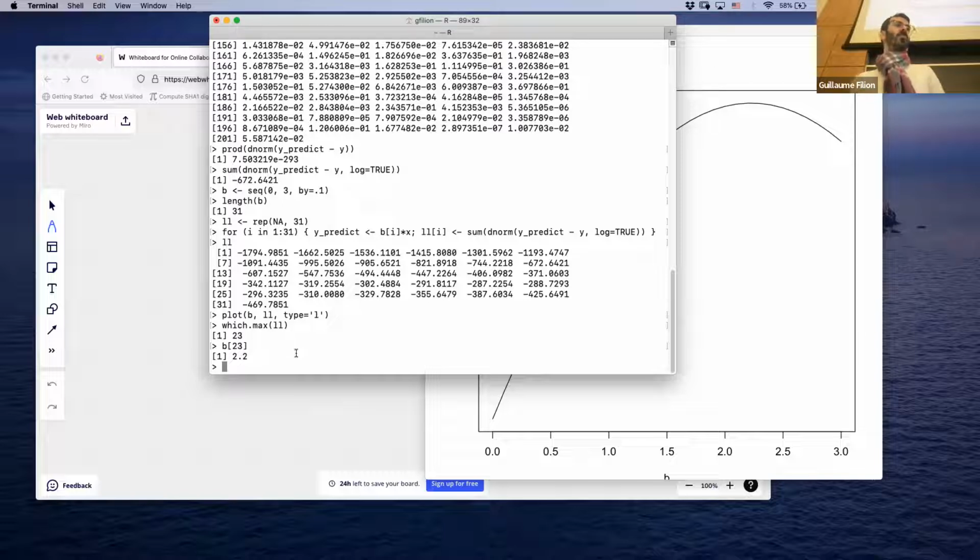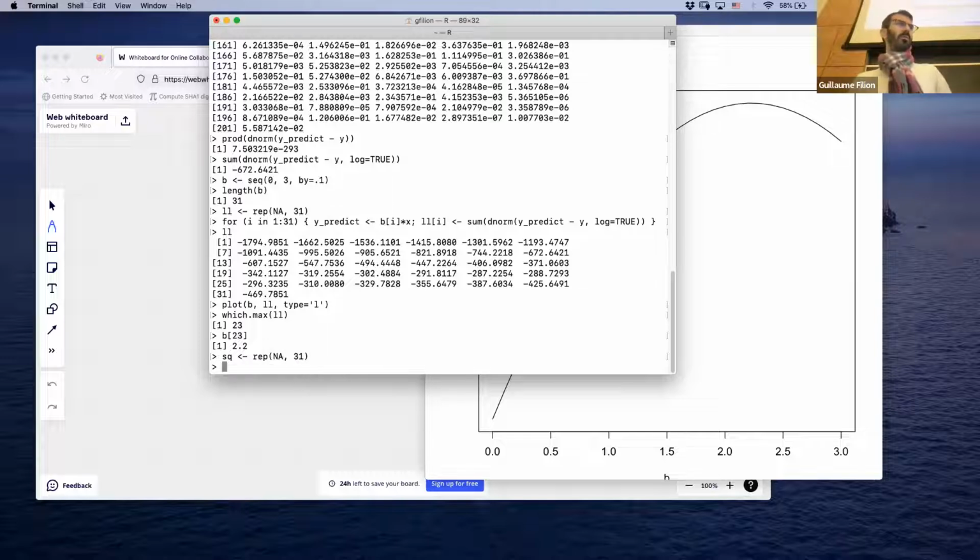Now let's see what happens with the other method that some of you have known, which is the least square method. So how would that work? Again we can put that into a for loop, and instead of taking LL for the likelihood, we will say SQ for squares. Because we're taking 31 values, I'm again initializing SQ for squares. And now in my for loop here, I would do kind of the same.